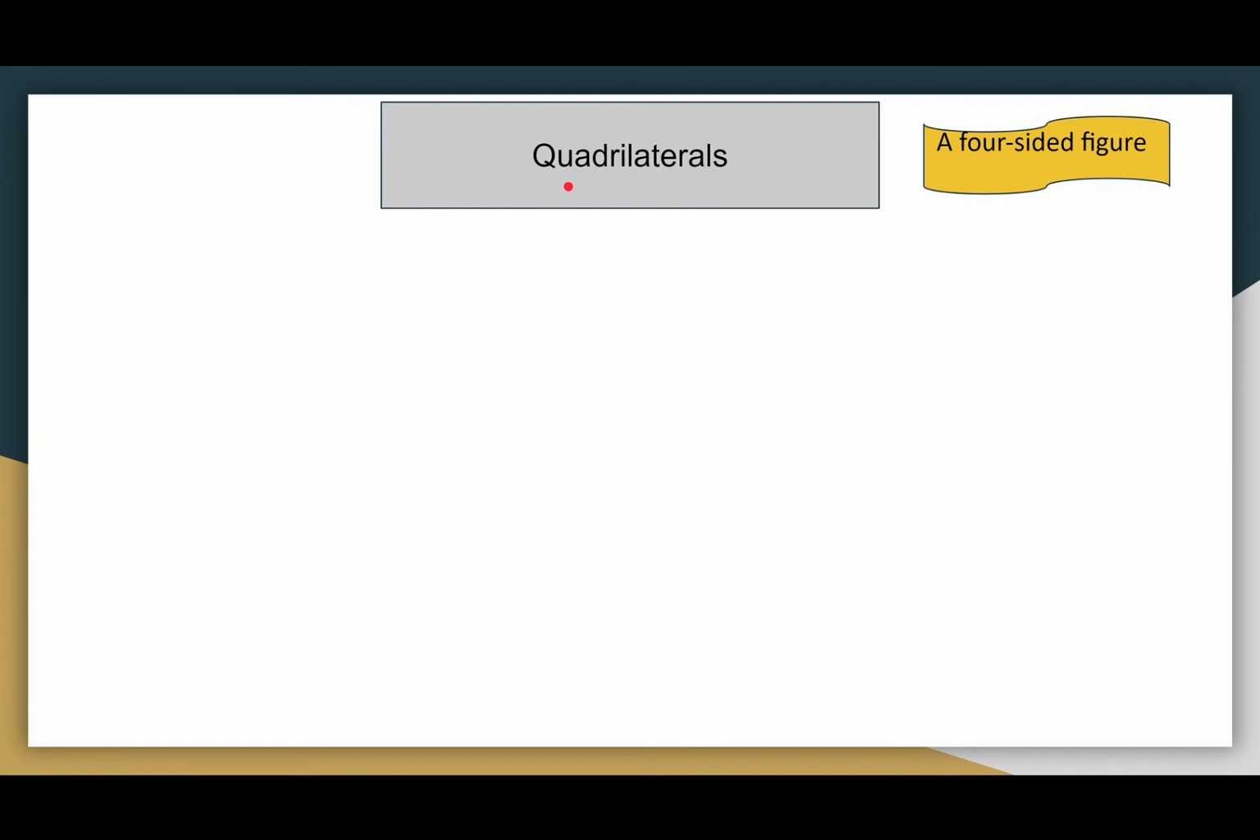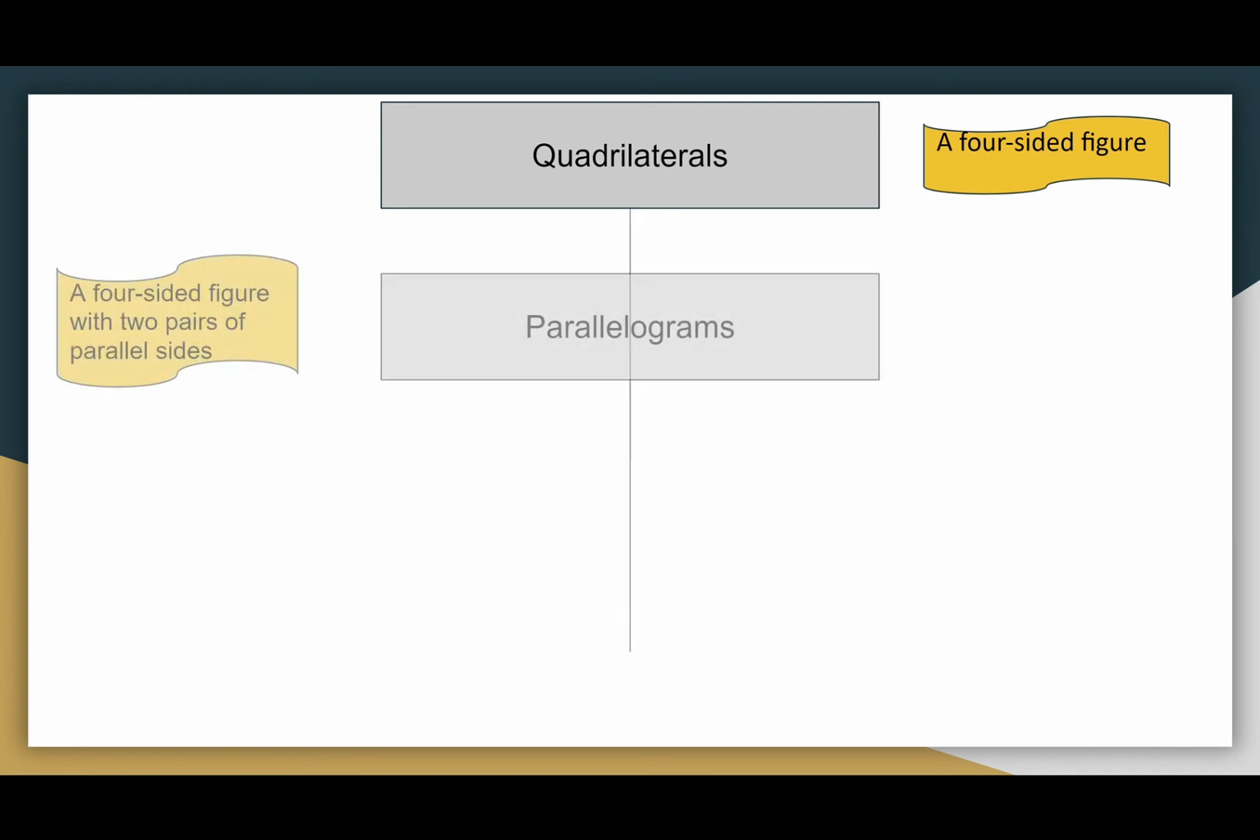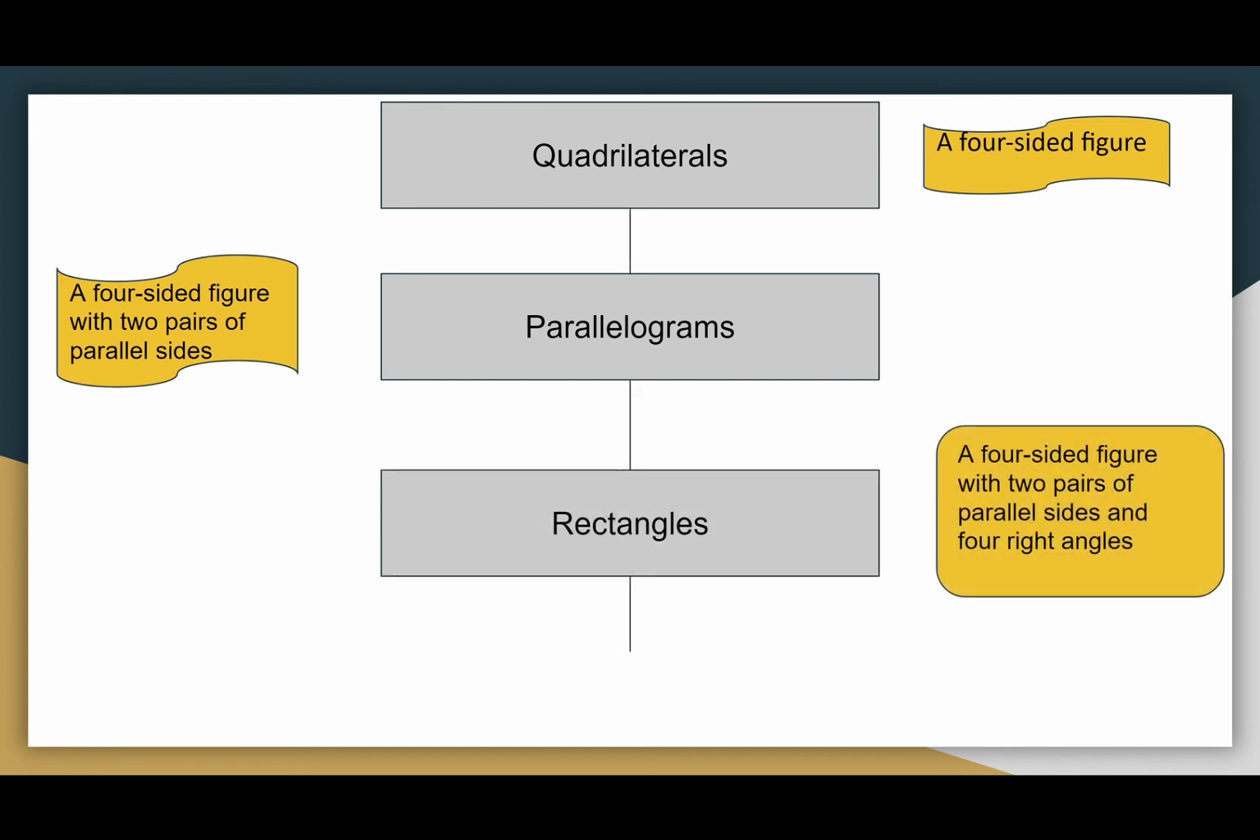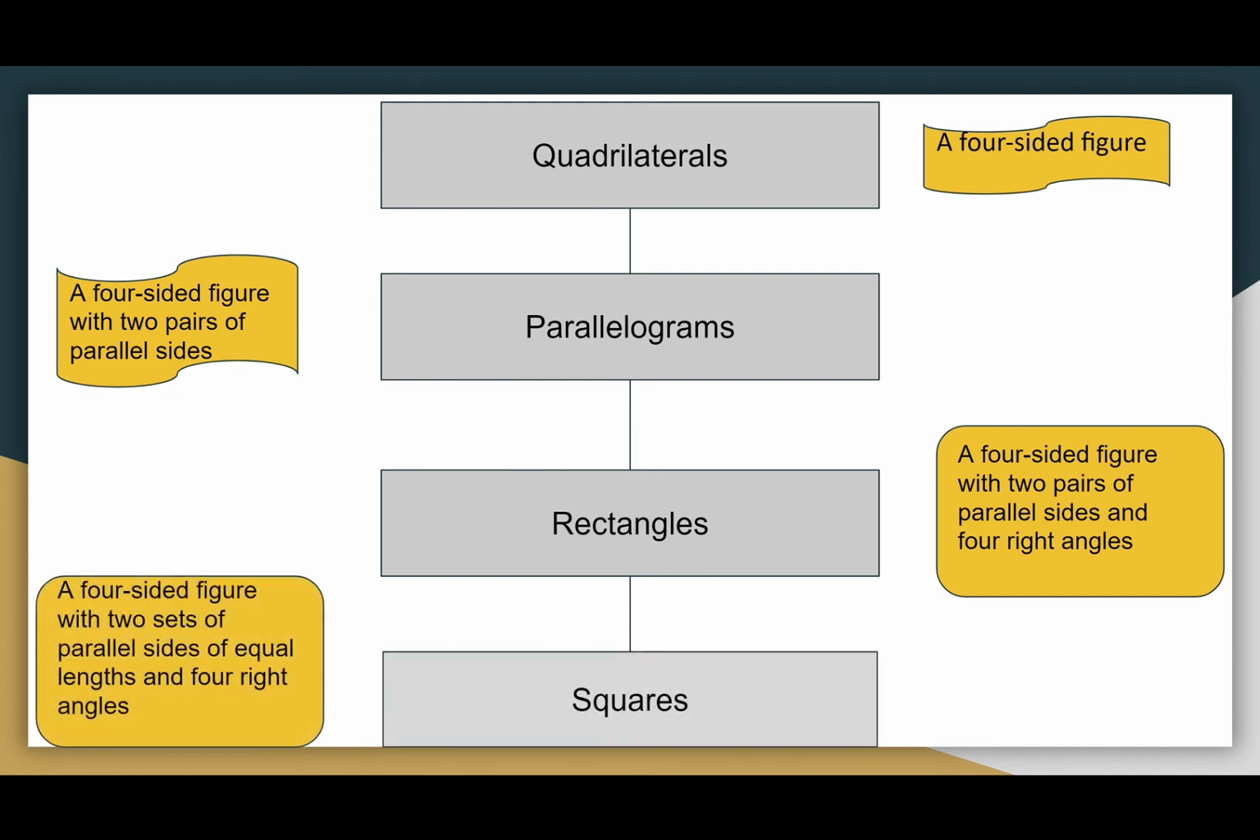Let's start with quadrilaterals. We have a four-sided object. They're four-sided, that's it. We get more specific. Parallelograms: a four-sided figure with two pairs of parallel sides. We saw this earlier. We get more specific from there. Rectangles: a four-sided figure with two pairs of parallel sides and four right angles. And we get more specific from there. Squares: a four-sided figure with two sets of parallel sides of equal lengths and four right angles.